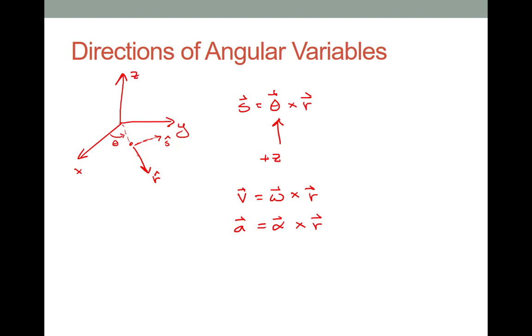Okay. Just as we had before, if omega and alpha are in the same direction, then omega will increase. And if omega and alpha are opposite each other, then omega will decrease. This is how I speed up and slow down my angular velocities.